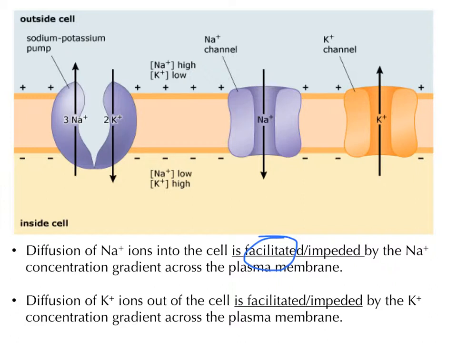Now let's look at the potassium. Potassium moves in this direction. Is that facilitated or impeded by the potassium concentration gradient? It's going high to low potassium, so that one is also facilitated. So the chemical force in this scenario helps move both the sodium and potassium ions passively across the membranes.